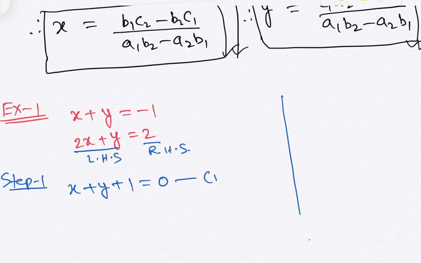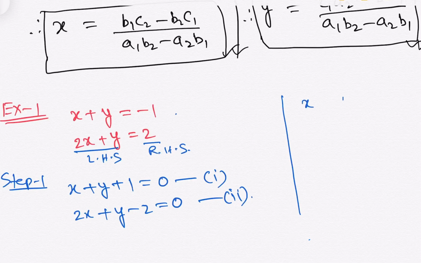This equation is named equation 1, and the second equation is 2x plus y minus 2 equals to 0. This equation is named equation 2. So the constant part is transferred to one side. Now the LHS part and the RHS part equals 0, and all the elements are present on the LHS part. Now after that, in this rule I am showing you here.